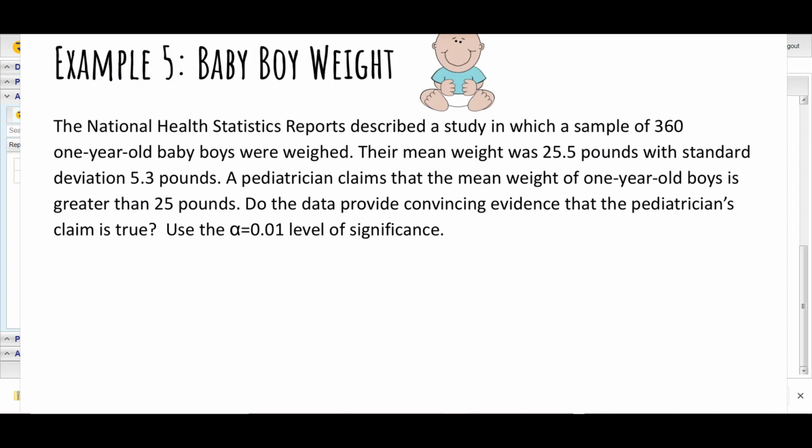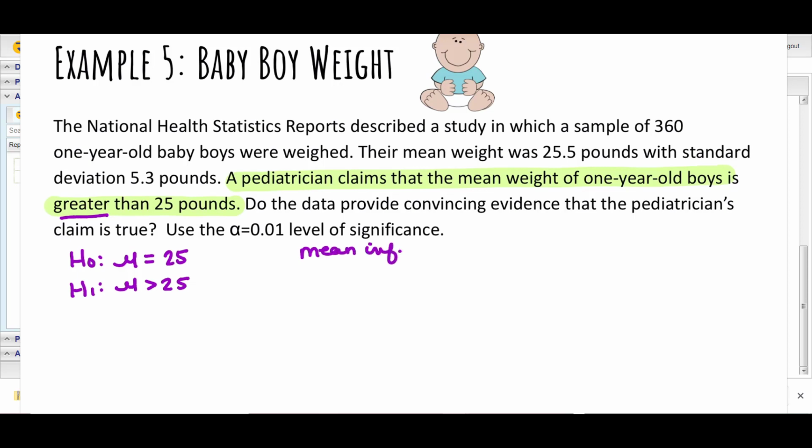So let's find the claim. The pediatrician claims that the mean weight of one-year-old boys is greater than 25 pounds. We'll use that to write our null. In our alternate, we're testing a mean again. And for the alternate, the claim says that it is greater than 25, which means that null is equal to 25 pounds. We're testing a mean again, so it's a mean inference.